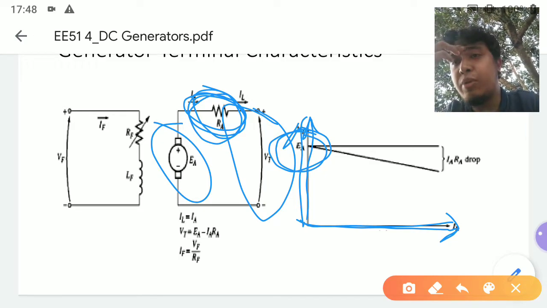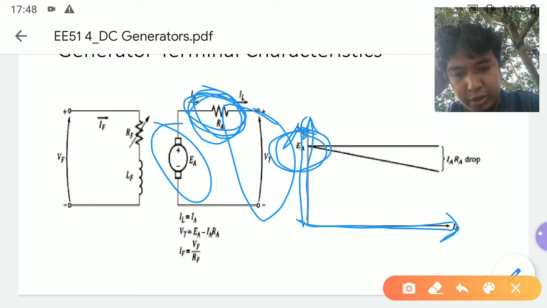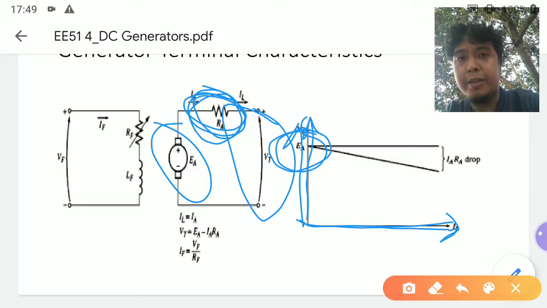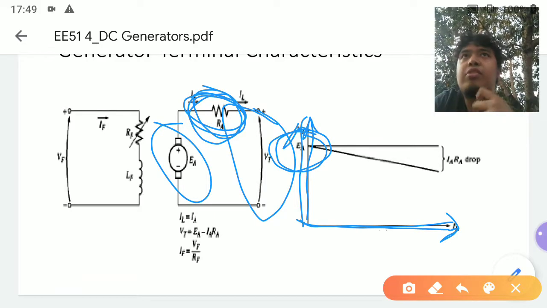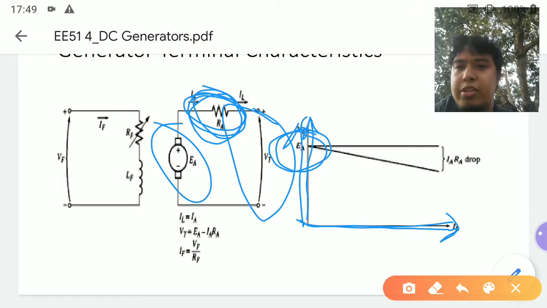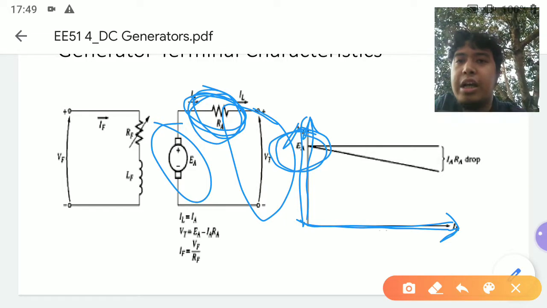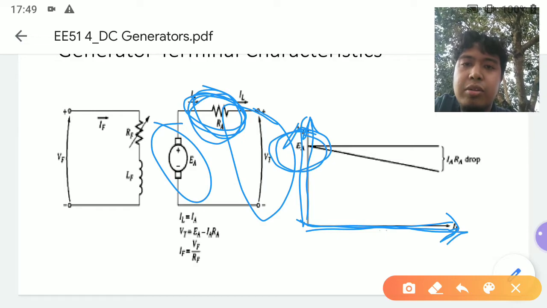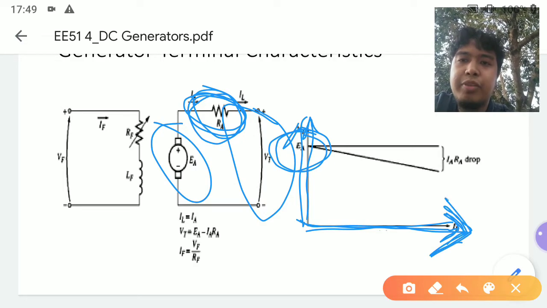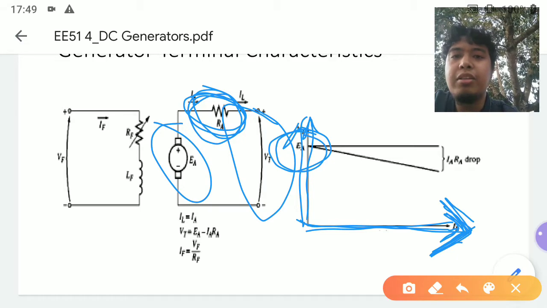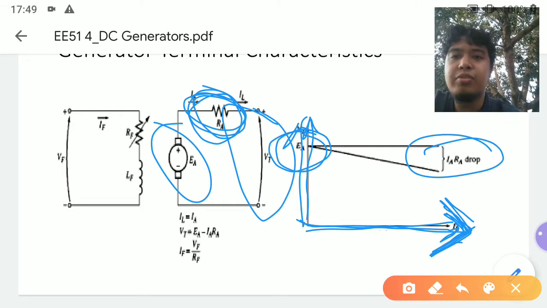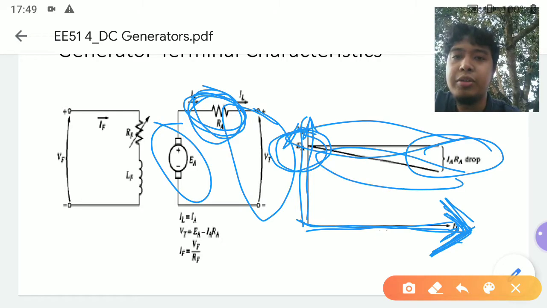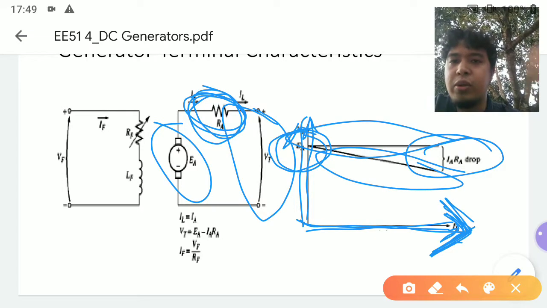I want to emphasize that if it's not loaded, it doesn't really mean that the voltage at the terminal is also 0. It just means that the current at the terminal is 0, but the voltage is not equal to 0. It's actually equal to the induced voltage at the armature. Now, as the load grows, your load current also grows, making the voltage drop increase. So as the voltage drop increases, your terminal voltage decreases from EA to this value.